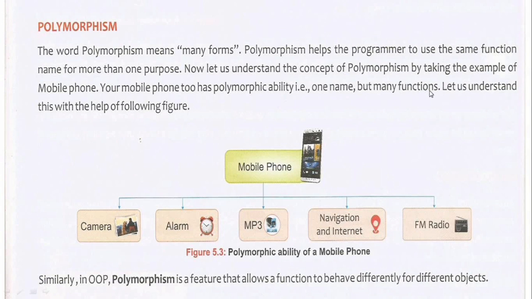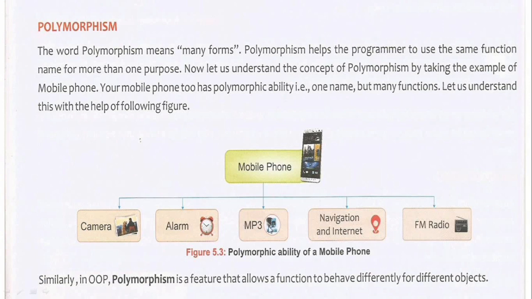Do you use your mobile phone only for doing one thing? No, you use it for doing many functions. Let us understand with the help of this figure. This is the mobile phone. You can use its camera for taking pictures, for taking videos and doing different things. Yes or no? So this mobile phone can be used for taking pictures and recording videos. You can also use the alarm from your mobile phone.